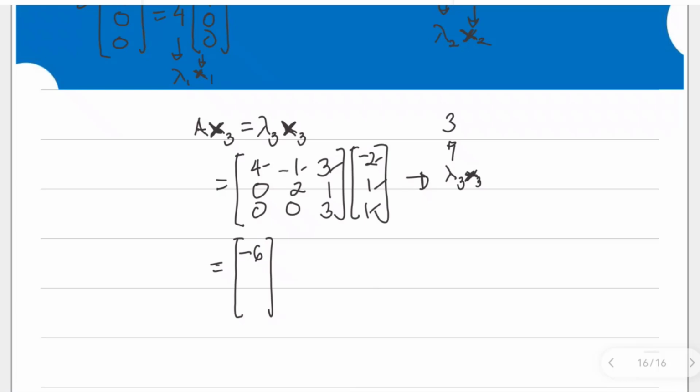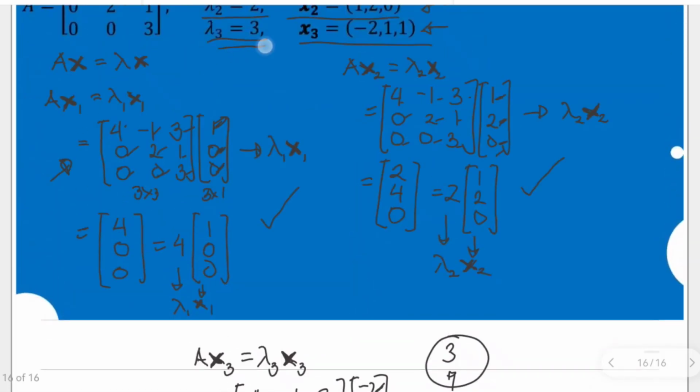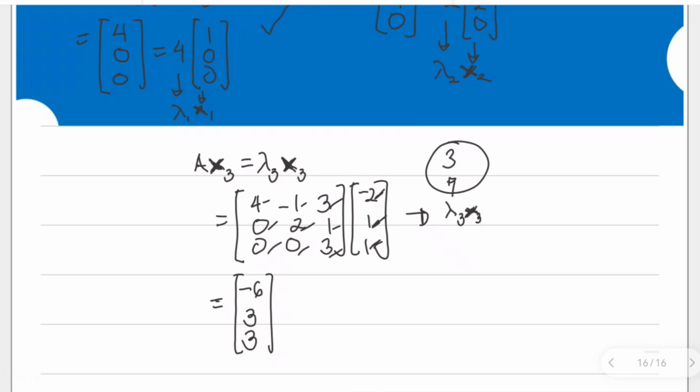Next, 0 times negative 2 is 0. 2 times 1 is 2. 1 times 1 is 1. 2 plus 1 is 3. Finally, 0 plus 0, and 3 times 1 is also 3. Take note, our lambda sub 3 is 3. When we factor out 3, negative 6 will become negative 2, 3 will become 1, and 3 will become 1.